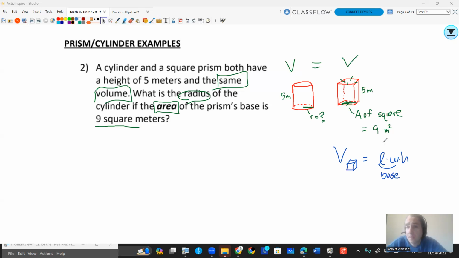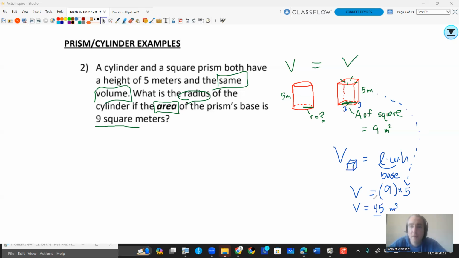Well, I have the area of the base. Length times width is going to be 9 because each of those is going to be 3 by 3. So that's going to be 9 multiplied by your height. Well, what's your height? 5. So the volume of that prism is going to be 45 cubic meters.